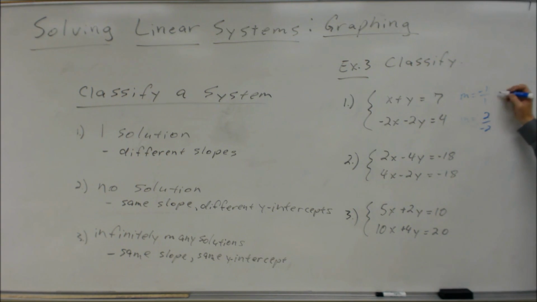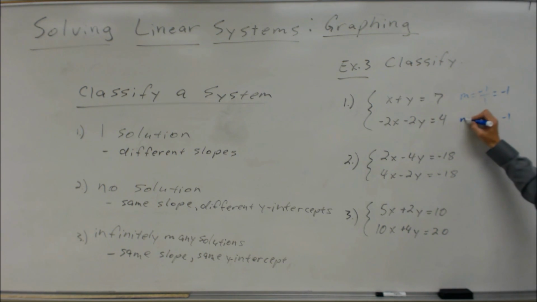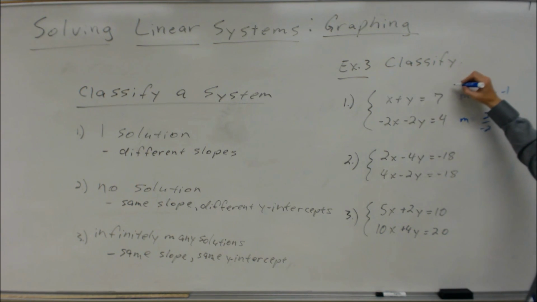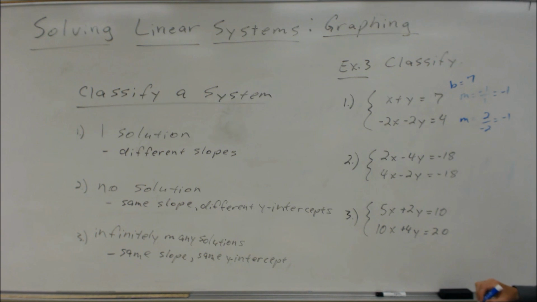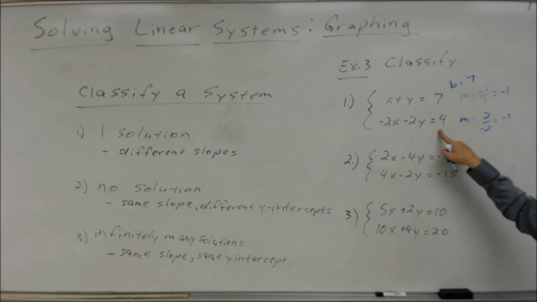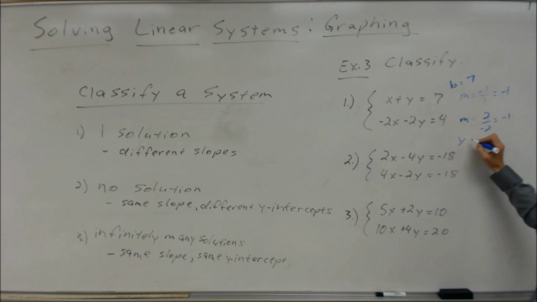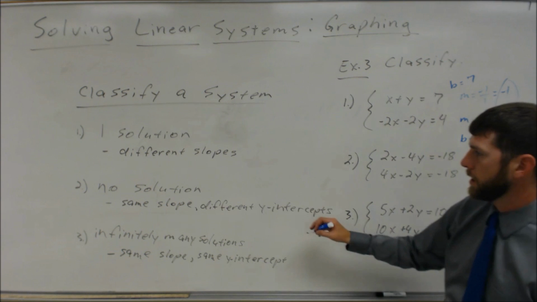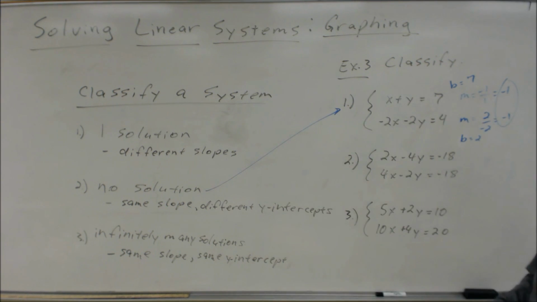And when you actually simplify that, you get negative 1 and negative 1. Slopes are the same. Now looking at your y-intercepts, divide the 1 over. The y-intercept for the first one is 7. Divide the negative 2 over, because that's how we get it. The y-intercept is going to be negative 2. So on this first one, slopes are the same, but the y-intercepts are different, so we can say that it has no solutions. Same slope, different y-intercepts. Let's look at the second example.